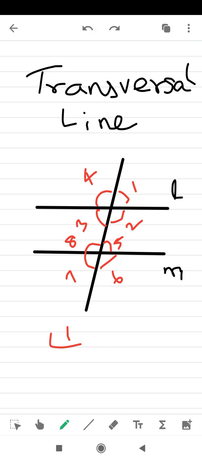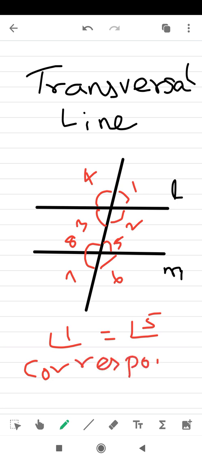What is the angle which is equivalent to angle 1? The angle which is equal to angle 1 will be angle 5. Angle 1 and angle 5 are equal, so they are called corresponding angles. What is the meaning of correspond? If I take the angle above the top parallel line, here also I have to take above the bottom parallel line. And if I take the right hand side, in the bottom line also I have to take the right hand side. So this is called corresponding angles. Note it down.